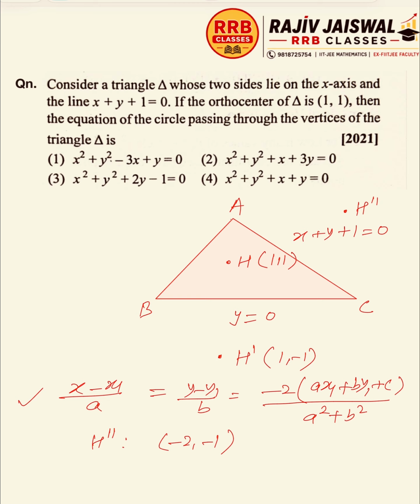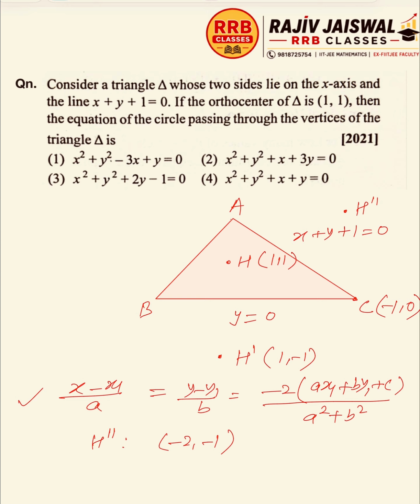Now what we need for the circle is the radius and the center of the circle. So if you solve the two lines, y equal to 0 and the equation of side AC, you can easily find the point of intersection of these two lines, which is C, and this point is minus 1 comma 0. So you get the vertex C.